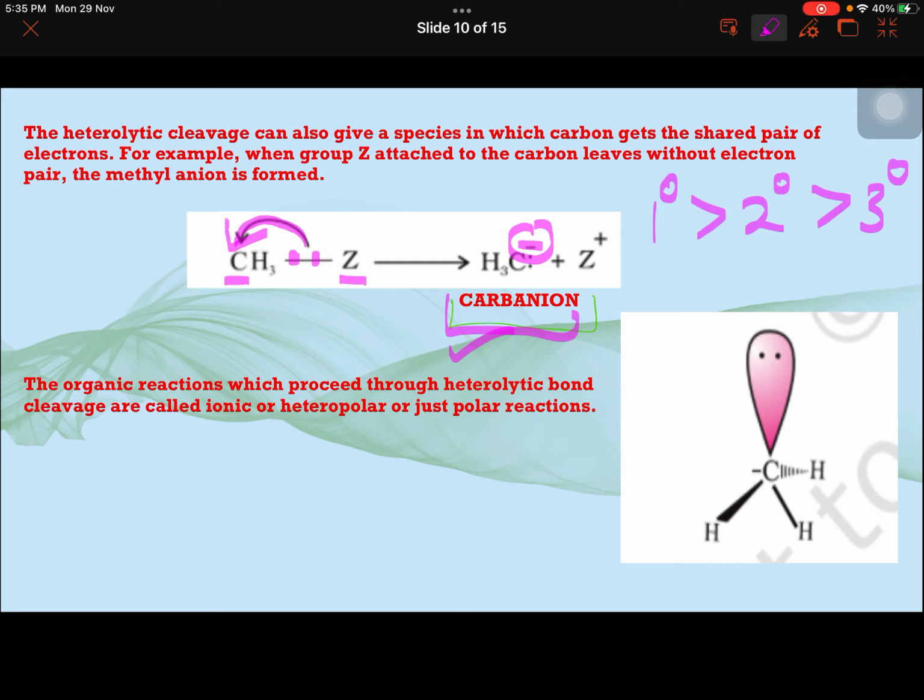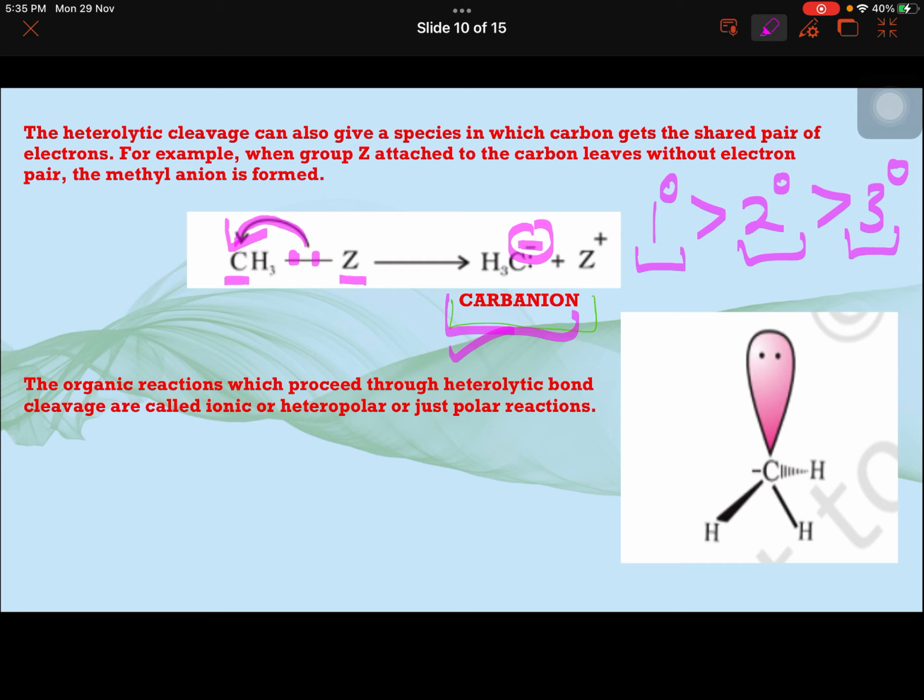So if you have a negative charge, there have to be some groups which can take away electron density. We call them electron withdrawing groups. If there are electron donating groups, they have to be very less in number. In primary, just one alkyl group, which is electron donating. Here you have two, here you have three. So the tertiary would be the least stable.